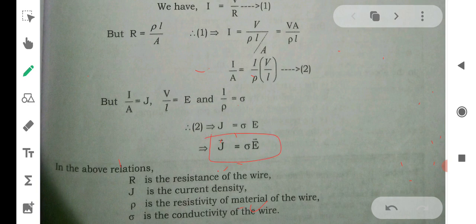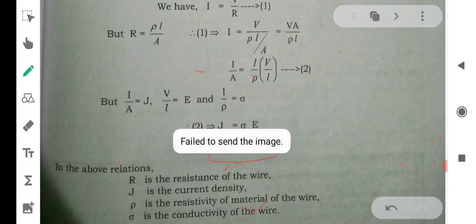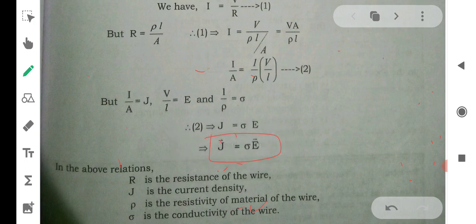J means current density. Current density means current per unit area. Electric field means the potential difference per unit length, and the reciprocal of resistivity gives the conductivity. Hence the relation between current density and conductivity is J equal to sigma into E.